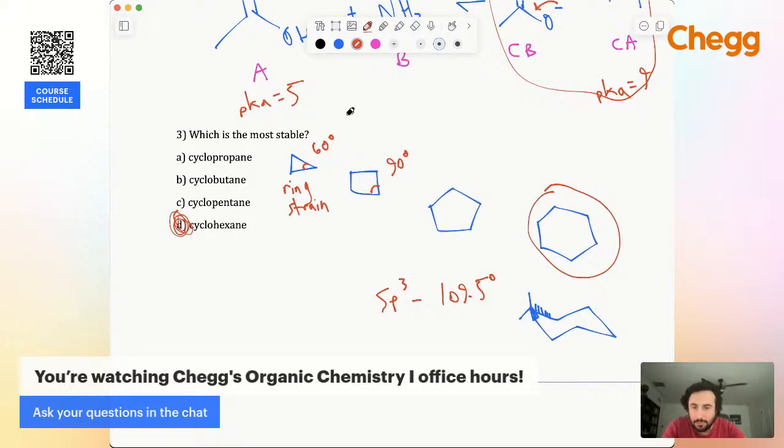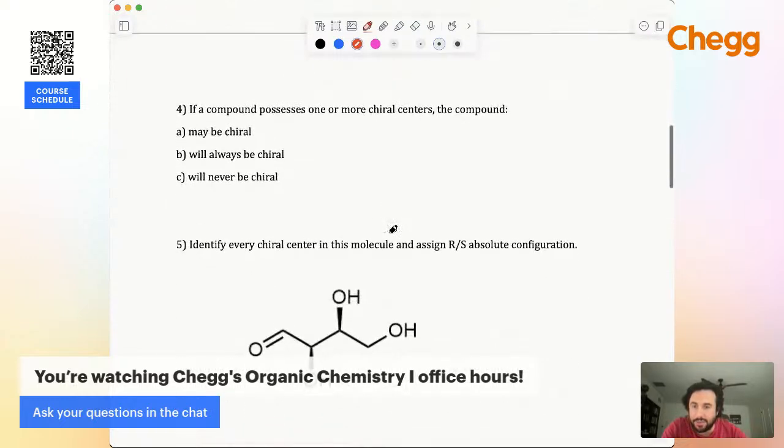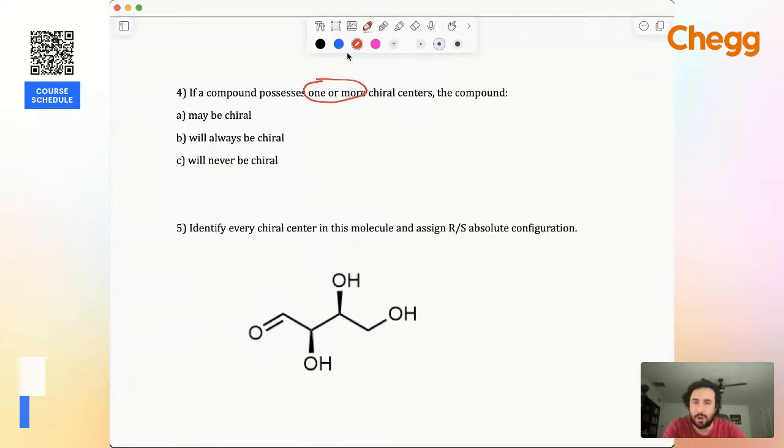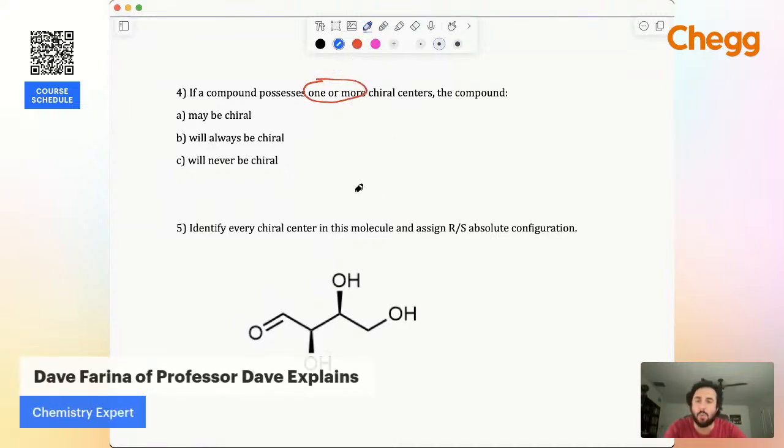Okay, now let's go over here. Back to some isomerism stuff. If a compound possesses one or more chiral centers, the compound may be chiral, will always be chiral, or will never be chiral. So we're talking about one or more chiral centers. What does that mean? Let's say we have one chiral center, let's just say it's this 2-bromobutane, then this must be chiral, right?